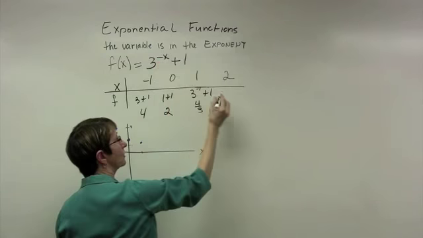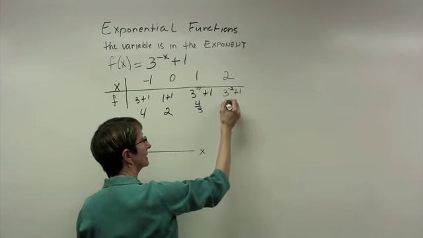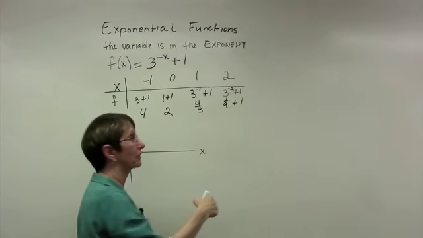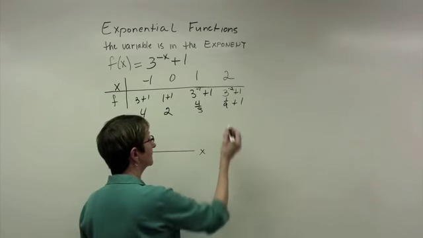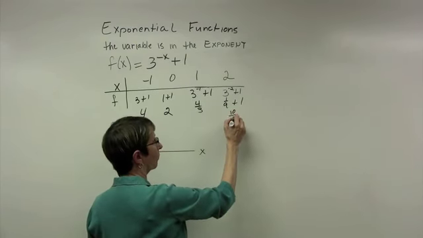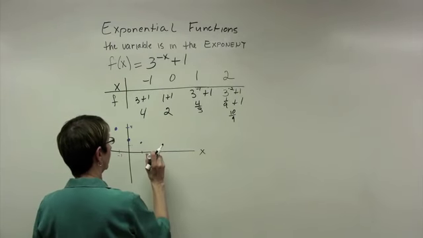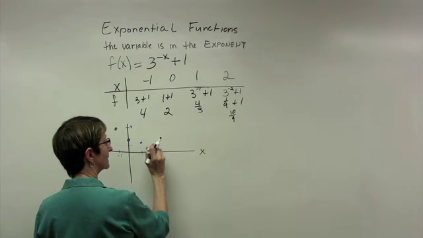If x is 2, I have 3 to the negative 2 plus 1. 3 to the negative 2 is 1/9, 1 over 3 squared. 1/9 plus 1 is 1 1/9, or 10/9. Whatever, it's 1/9 plus 1 at 2. So it's a little bit closer to 1, but still above it.